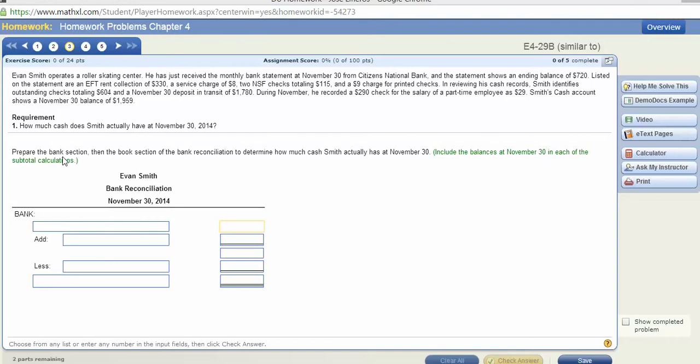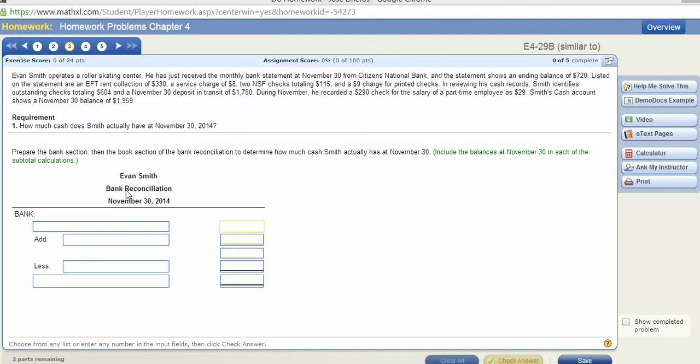It asks itself, what could the bank not know that we need to adjust for? The book begins with the ending cash on the books, and then it says, what could the books not be aware of, like things that are on the bank statement? So that's why they both work. Let's take a look at it. We'll start with the bank rec.